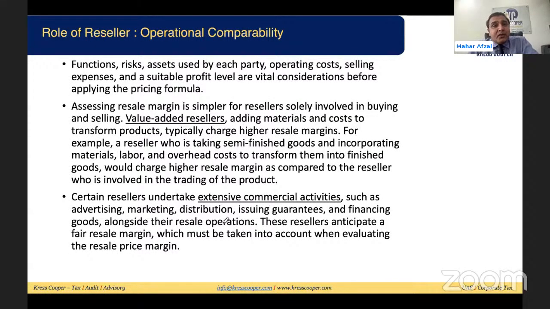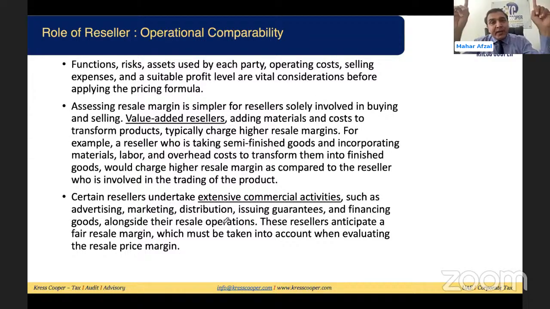Operational comparability, this is the word that has been used in the OECD guideline, and it has been used in the FTA guide as well. Functional analysis, or this is called comparability analysis. Just look into the status of B. When B is buying and selling, there is a possibility that B is buying and selling without adding any value. Second possibility is B is buying, adding value, and then selling. Third possibility, B is buying, doing marketing, doing research, connecting with a lot of sellers and customers, a lot of innovation. If B is doing research and development, then B's situation will be different.